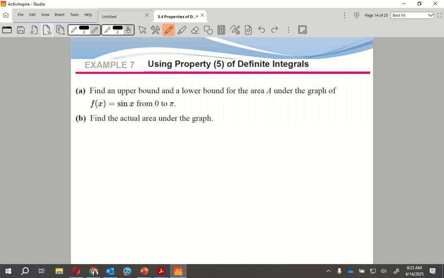All right, find the upper bound, lower bound, and the area under the graph of sine x from 0 to pi. So, let's say we graph this.